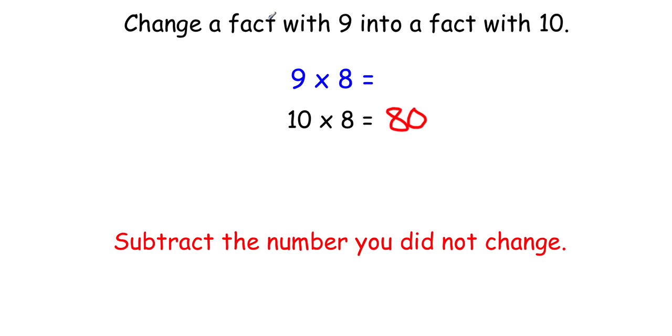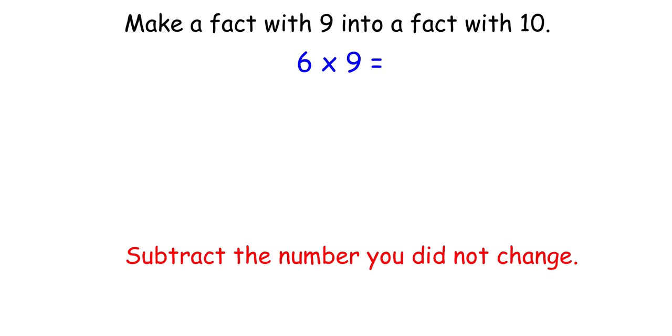So now that I figured out that that's 80, I need to subtract that extra set. Remember, I have an extra set of 8s here because I went from 9 up to 10. So that was one extra set of 8 that I added to this problem. So now I need to subtract it. So 80, which is from right here, comes down here. You see that? So 80 minus 8 is going to be 72. And that's the answer to 9 times 8: 72.